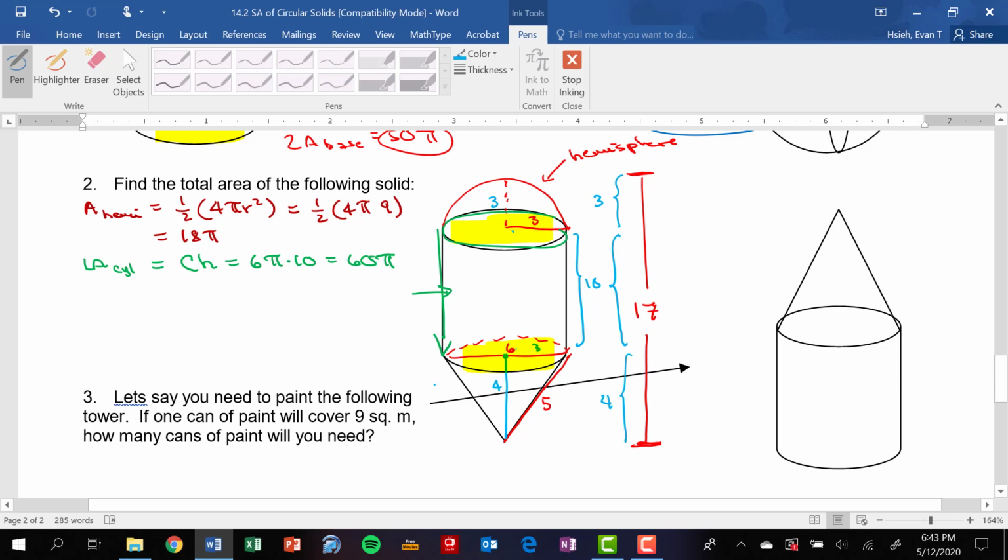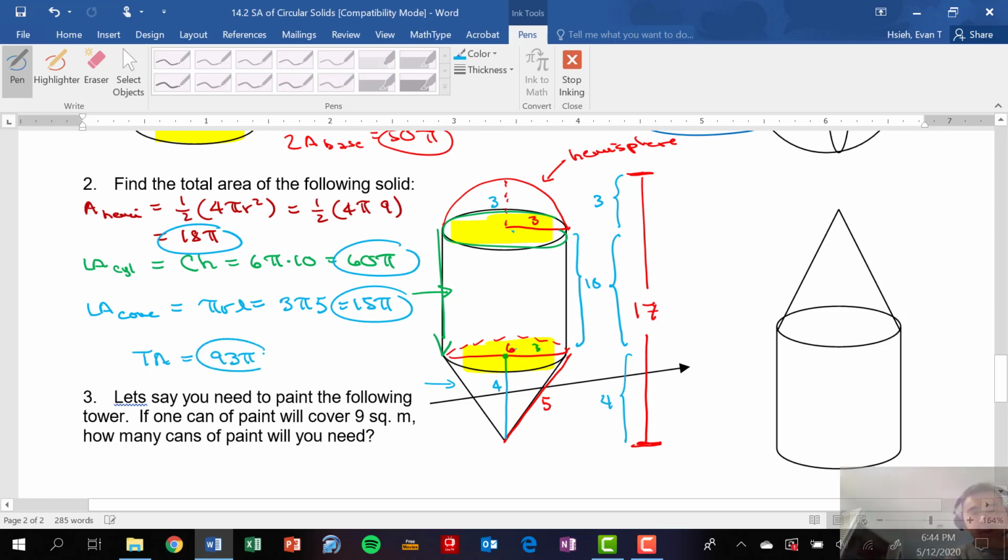And then the bottom here is going to be the lateral area for this cone. So the lateral area for the cone is pi r l, Pearl. And so I know that it's going to be 3 pi, because the radius is 3, times the slant height, which is 5, or 15 pi. I'm going to take these three, 1, 2, 3, add them all up to get my total surface area, and I believe you get 93 pi if my calculations are correct.